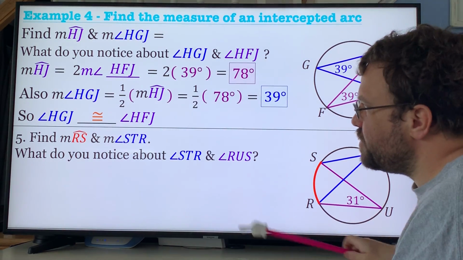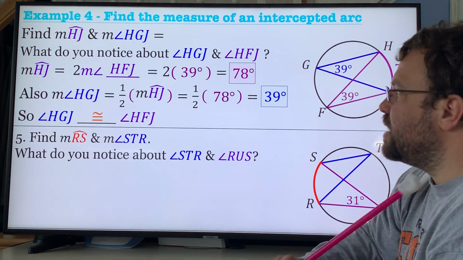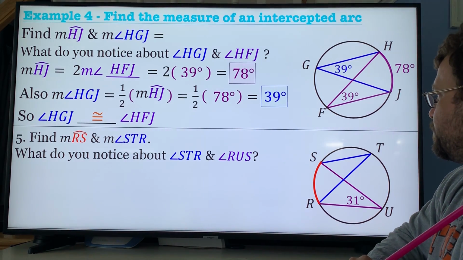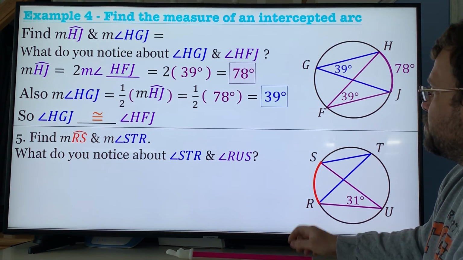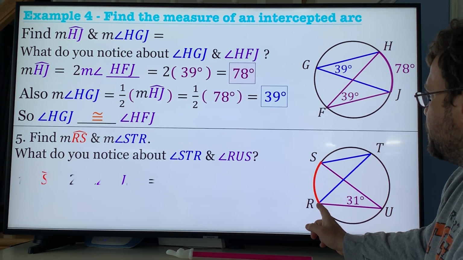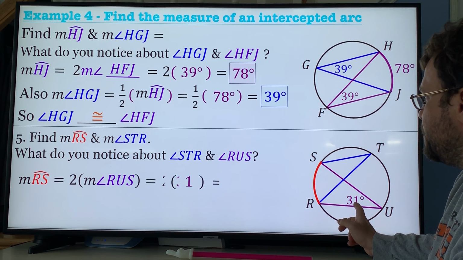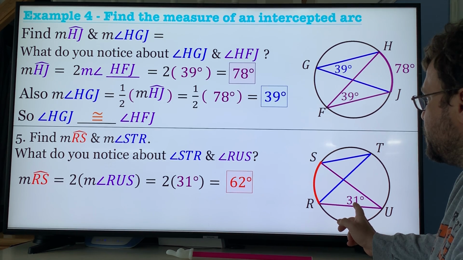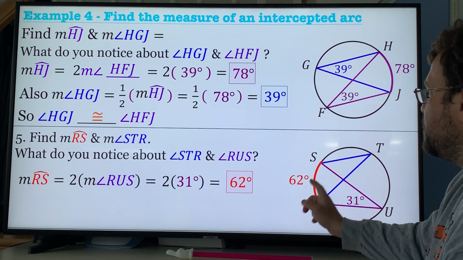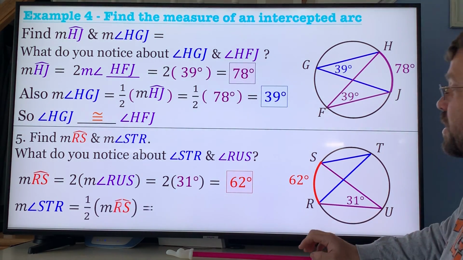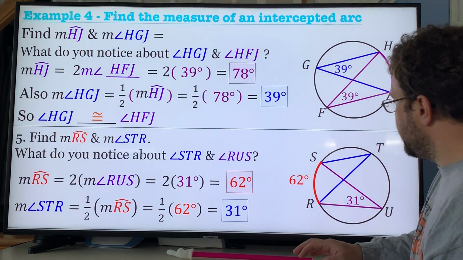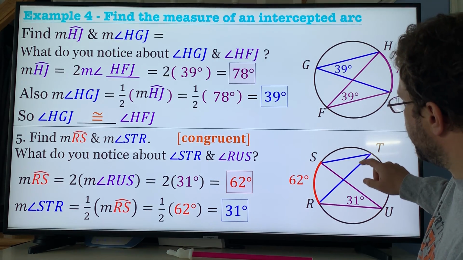Got it? Measure of RS and the measure of STR. Go. Oops, I already put my RS up there. RS is right here. 2 times 31, which is 62. Since that's 62, you want to find STR. Shares the same arc. So half of 62 is 31. Notice they are congruent. 31, 31.